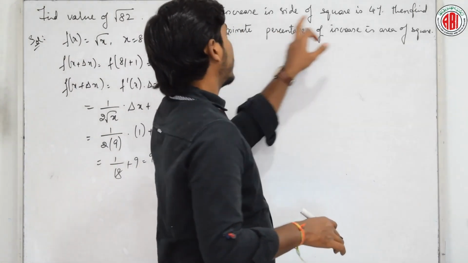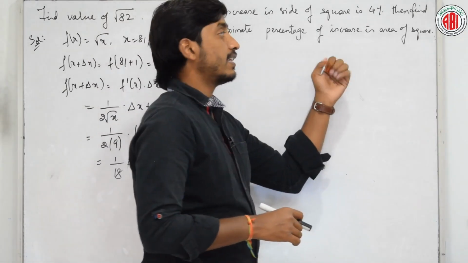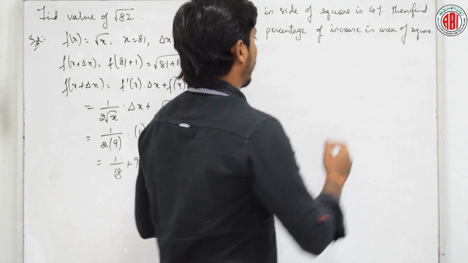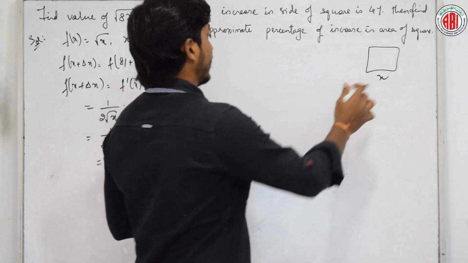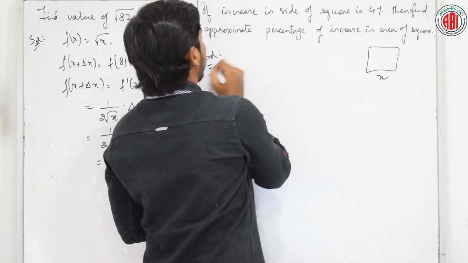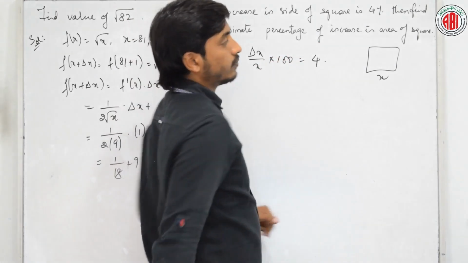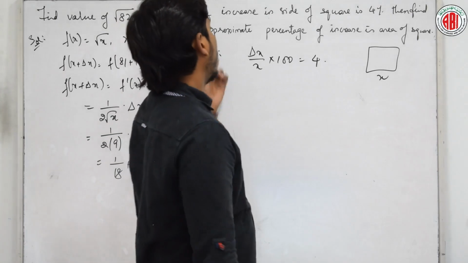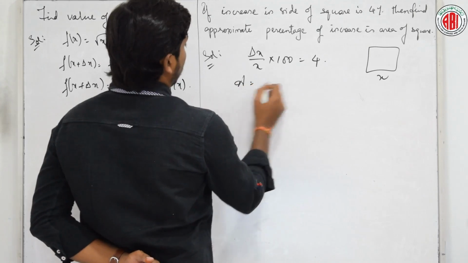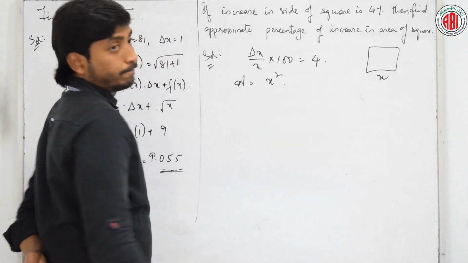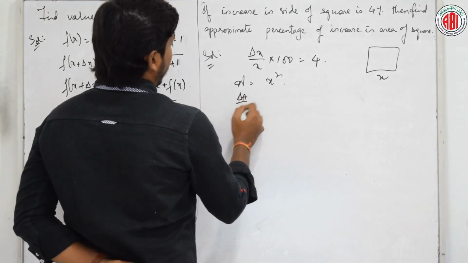He is telling that if the increase in the side of a square is 4%, then he is asking us to find the approximate percentage of increase in the area of the square. Okay, there is a square. Let us say the side is x. Okay, he is telling that the percentage increase, that is delta x by x into 100, is 4. Is it? Then how do we approximate the area of the square? What is the area of a square? Side into side. Fine, we have to find del A by A into 100.